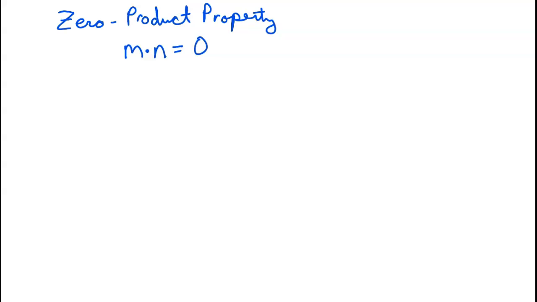We are looking at the zero product property. With the zero product property, you have to remember that you are factoring, because what the zero product property says is that if two things are multiplied, so take m and n, and they equal 0, that means that either m is equal to 0 or n is equal to 0. One of these two things has to be equal to 0 in order for the product of these two things to equal 0.